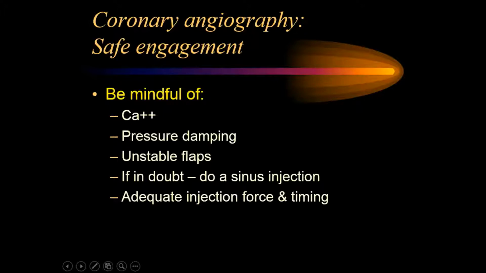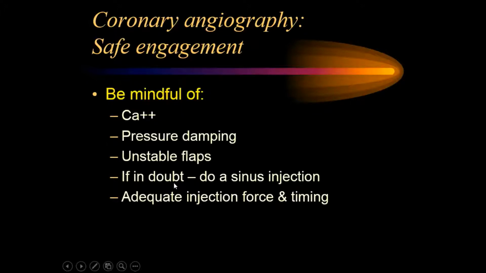So be mindful, before you engage, of the presence of calcium at the ostium of the vessel you want to engage. Be mindful of pressure damping. Once you engage your catheter into the vessel, have a glance at the hemodynamic screen and see what happens to the pressure signal. If the pressure signal dampens, then you are into a significant stenosis. So be mindful not to engage and then have a forceful injection afterwards. There'll be unstable flaps sometimes, so by engaging, you can destabilize a flap and potentially occlude the vessel.